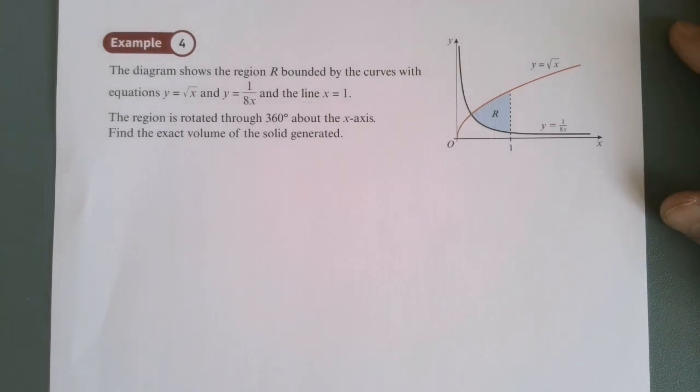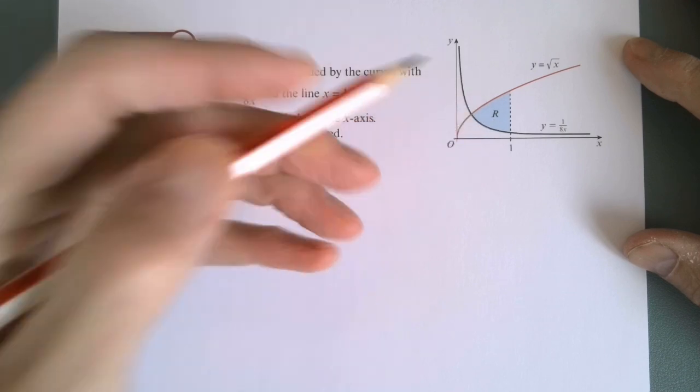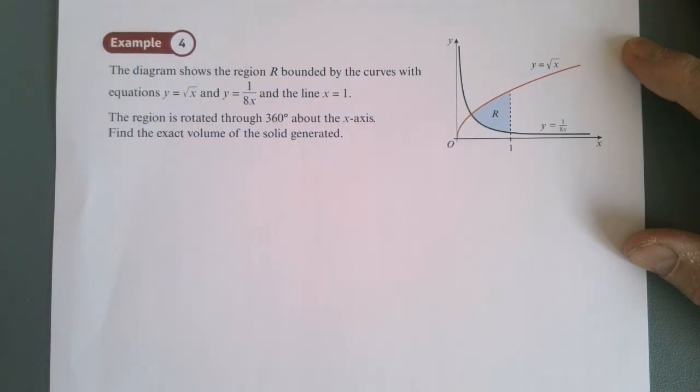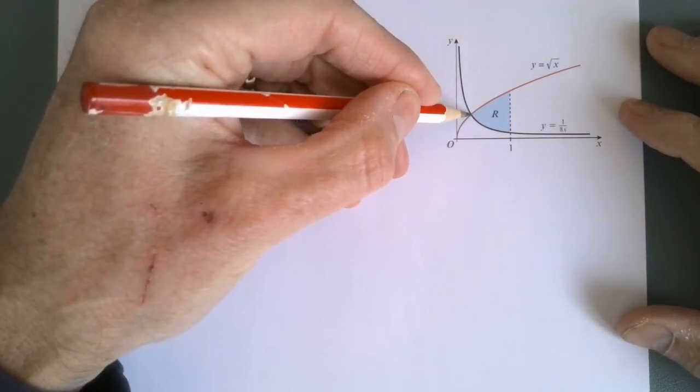Okay, so here's the next sort of level of difficulty. We're asked, what would the volume of this blue area be if it was rotated 360 degrees round the x-axis? So you'd get some sort of donutty shape, wouldn't you? And I guess I'm hoping that you can see how this is done.